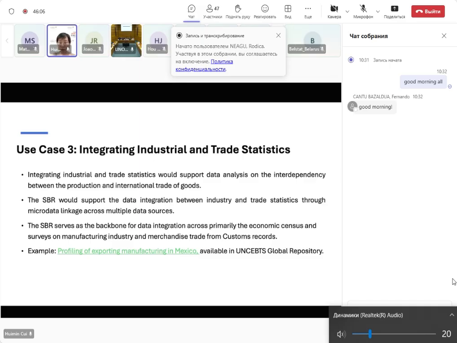Mexico has provided a country practice in the global repository about profiling of exporting manufacturers. The data sources used are the manufacturing survey as well as custom data, and integrate with additional information from the SBR to profile enterprise characteristics of exporting manufacturers.